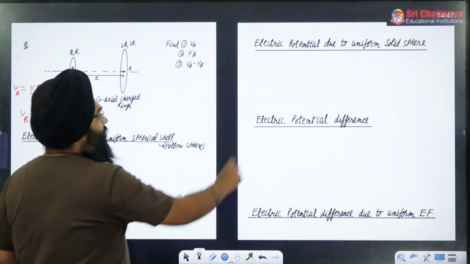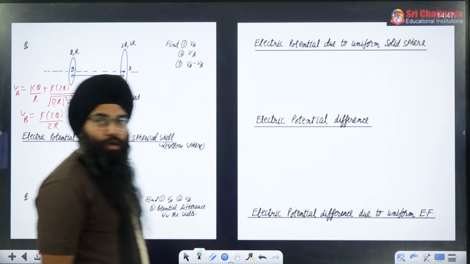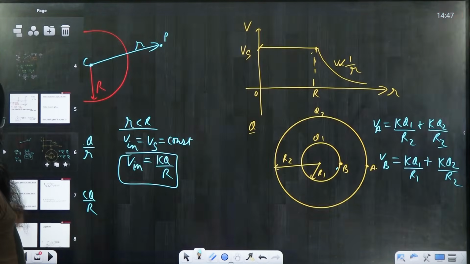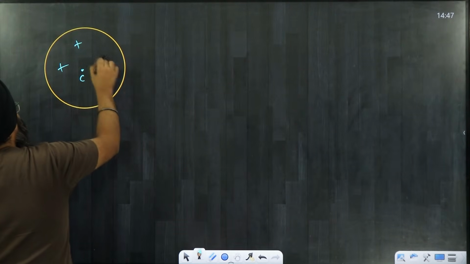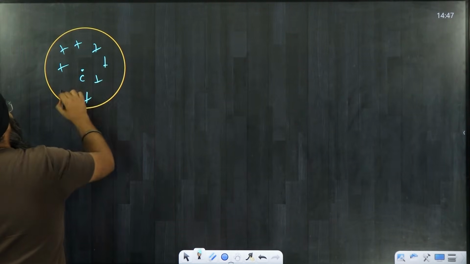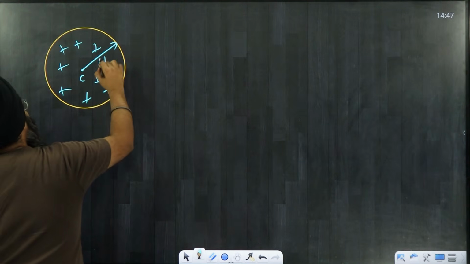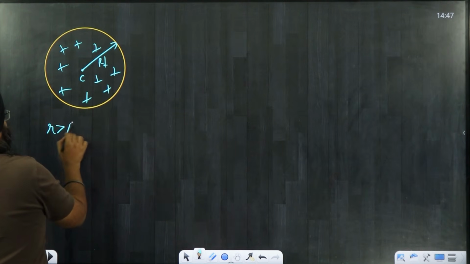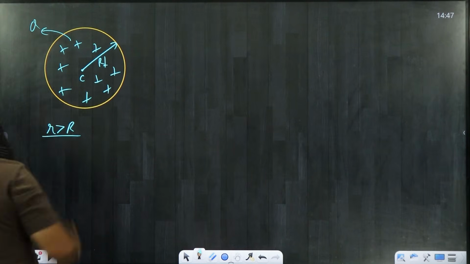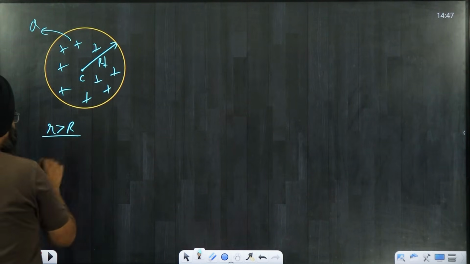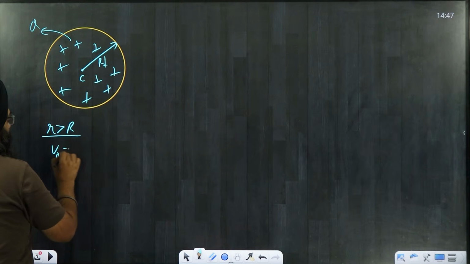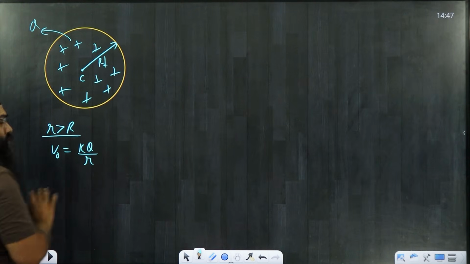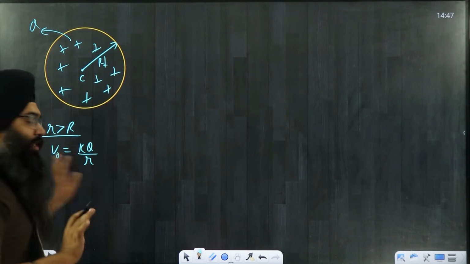Next, they are asking you to find the potential due to a uniform solid sphere. So this also let me explain on this page only. Suppose you take a uniform solid sphere. Obviously, this will be the center and the charge will be distributed uniformly. Suppose the radius is R. Again, for small r greater than capital R, the total charge is Q, so the potential outside will be KQ divided by small r. There is no problem, just as for the spherical shell, this will also be the same.